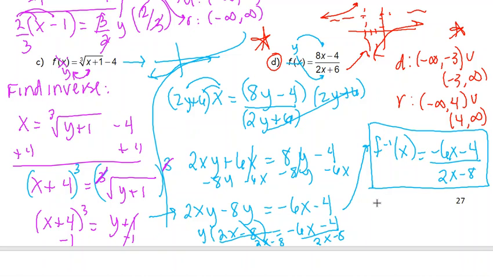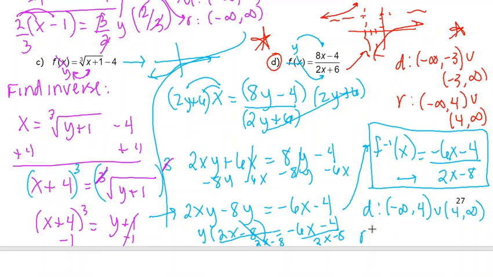And now watch this. The domain, remember I said, comes from setting that denominator equal to 0. Well, if you set that equal to 0, you get x equals 4, which means the inverse has a vertical asymptote at 4, which means that the domain would be negative infinity to 4, union 4 to infinity.